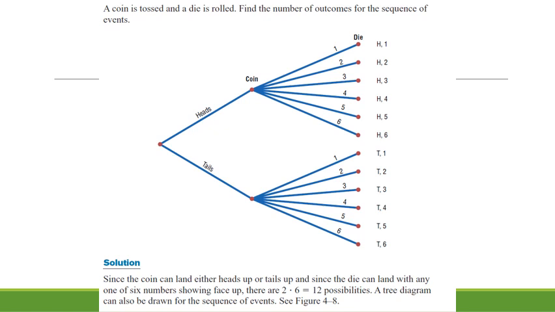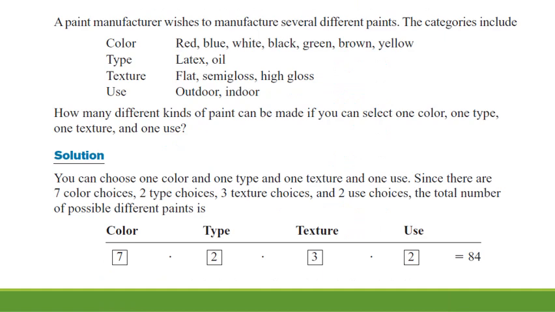While in a die that is rolled, there are always six outcomes. So the total possibilities of that is also 12. A tree diagram was shown here so that you can see how correct the frequency numbers or the sequence of events shown are. Also, another example of this is a paint manufacturer who wishes to manufacture several different paints.